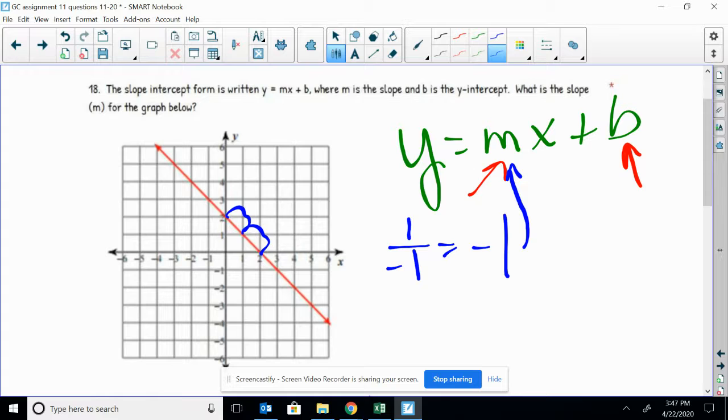That's 18. Then 19, it asks us what our b is. What is our y-intercept? So we see clearly it crosses the y at 2. So our y-intercept, our b, is 2. Now 20 asks us just to rewrite this equation. You substitute in, so I know 1x is just x, or negative 1x is negative x plus 2.